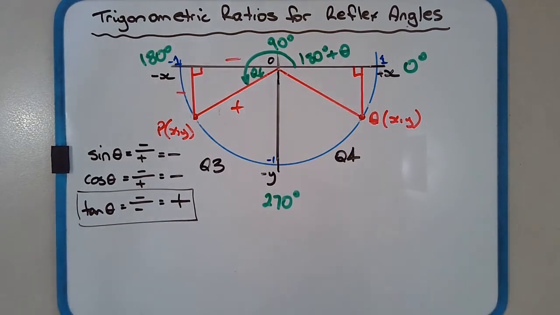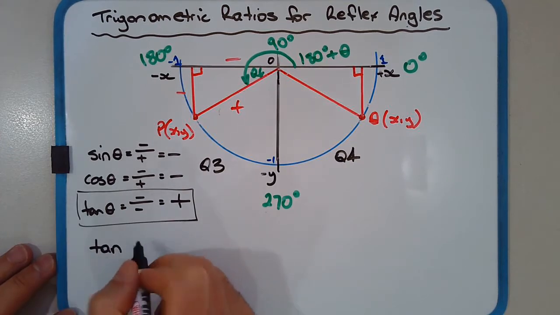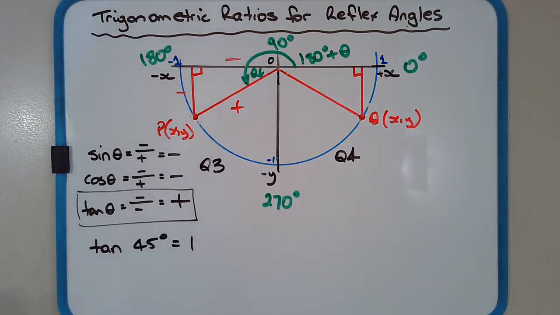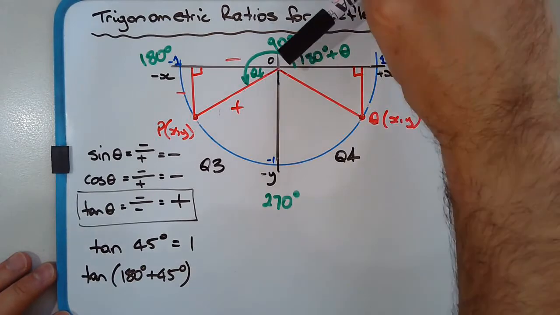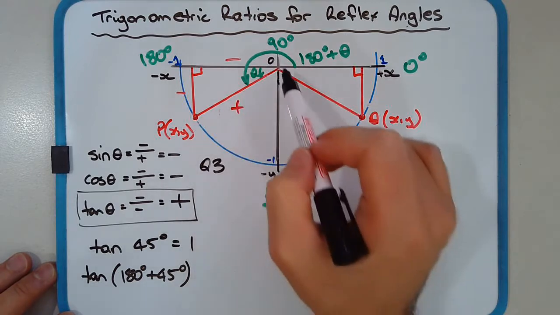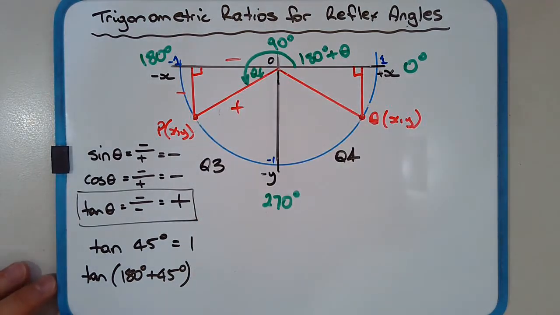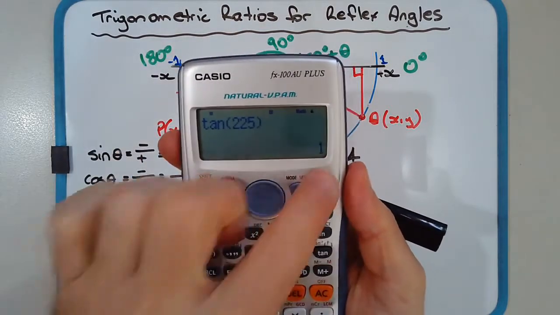Just to show you a quick example of that, if you looked at, for example, tan of let's say 45 degrees, we know that tan of 45 degrees is equal to +1. What about tan of 180 degrees plus 45 degrees? In other words, there's 45 degrees up this way. Swing it around another 180 degrees. So it's aiming here, so it's in quadrant 3. So that's 225 degrees. So that's equal to tan 225 degrees, and guess what? It equals 1. Tan of 225 is equal to 1.